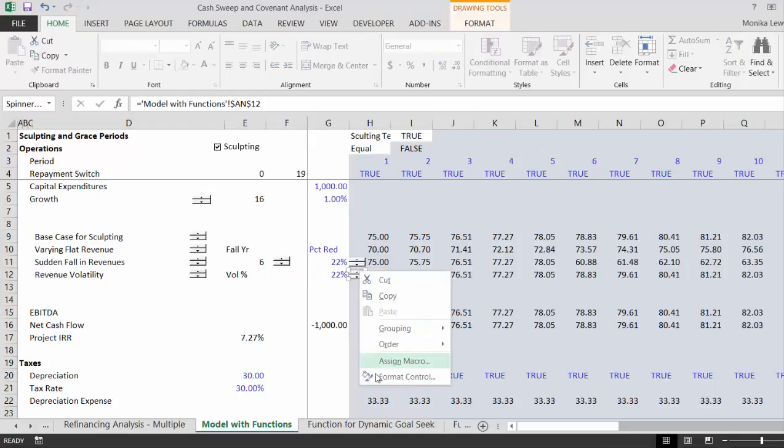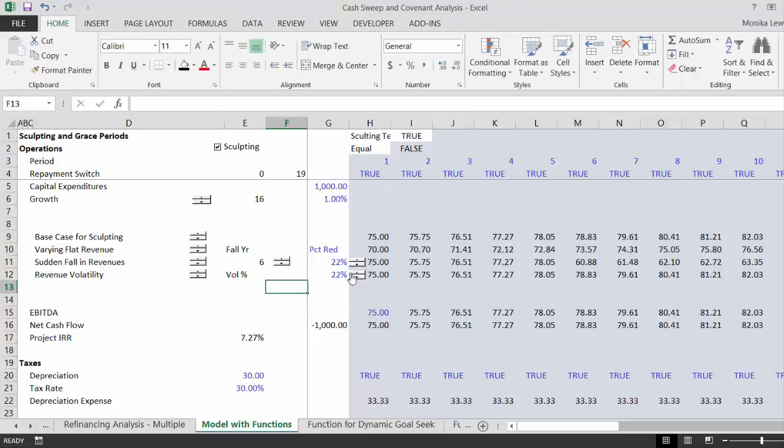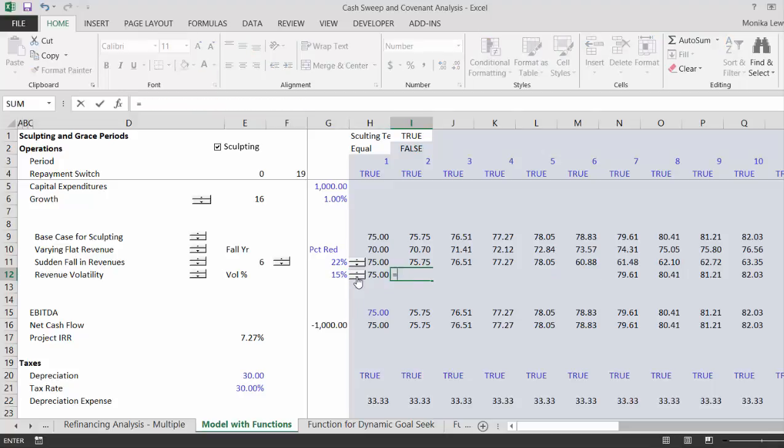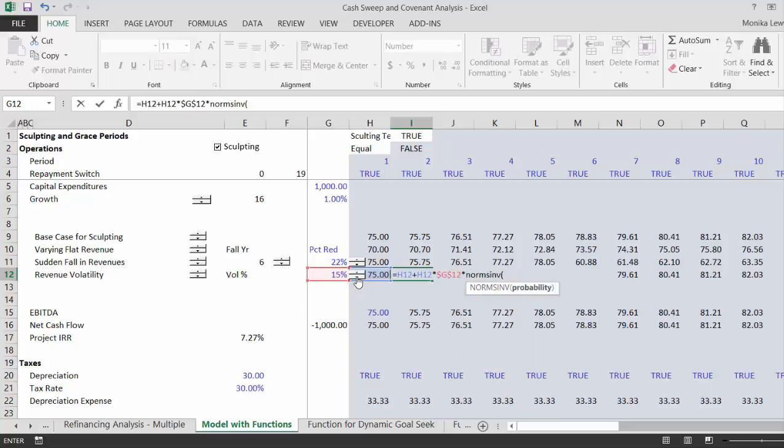And I did change that to 12, didn't I? So let's say we have 15% volatility, annual volatility. Now, you can get all fancy and go buy that silly at-risk program or something else, but what you really can do is just simply say, well, let's take the last number plus the last number times the volatility percentage times NORM.S.INV, and we put a random number in there, and that's it.